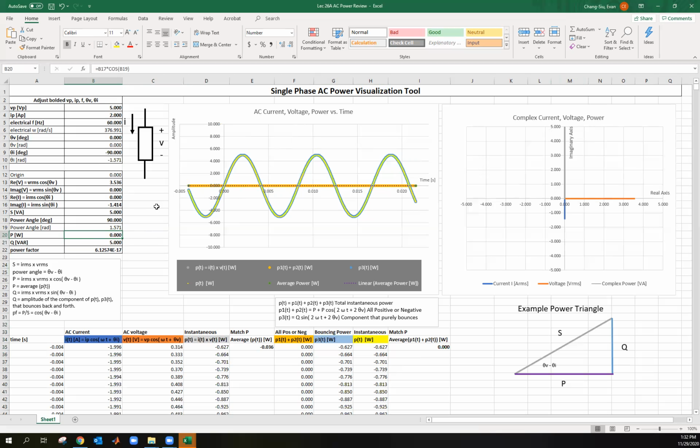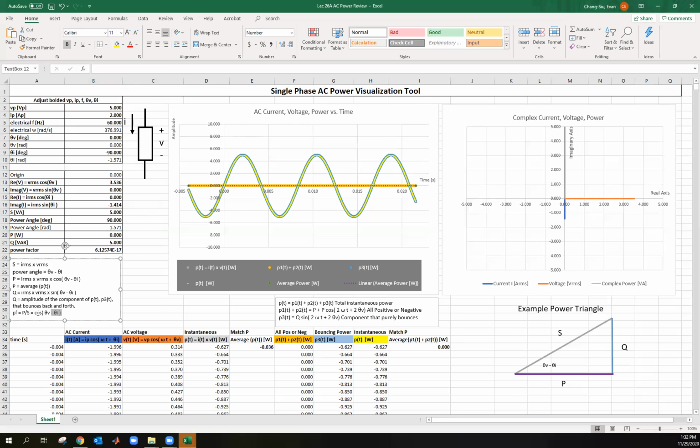Okay, so I'm hoping you're seeing consistencies between the complex power, the AC time plots, the complex phasor currents and voltage, the AC time plots, and all the equations that we've presented. And all this is just for one simple element, a single phase of AC voltage and current.